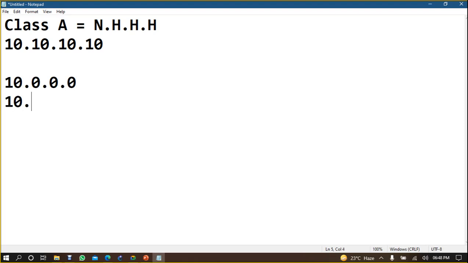Now see, if I am using 10.0.0.10, is it okay? Yes, it is okay, because I'm using only one 10, right? I cannot use all 0 in class A. But if I'm using 10.10.0.0, is it okay? Yes, very good. Now tell me, can I assign this IP address in the system?